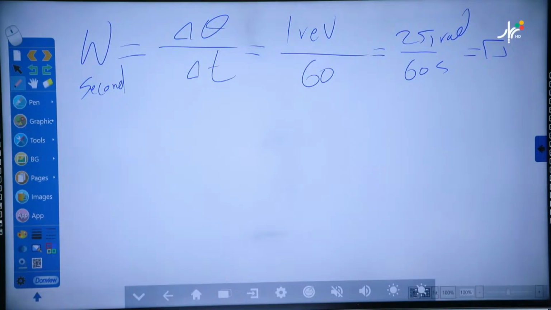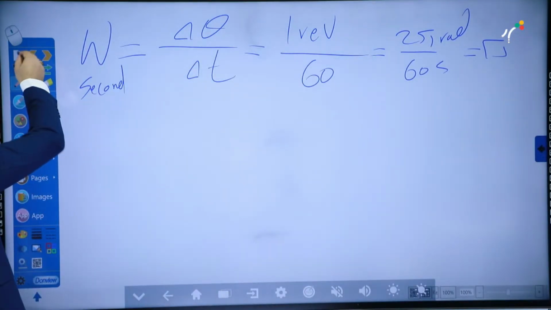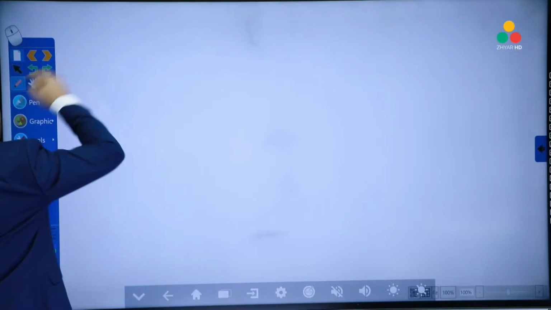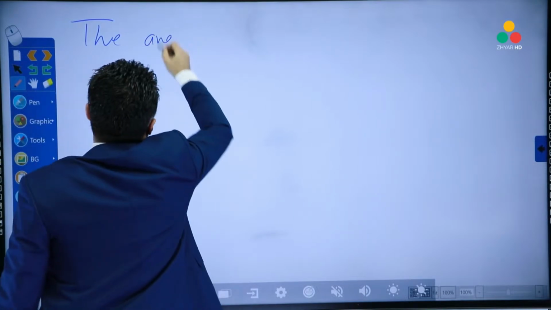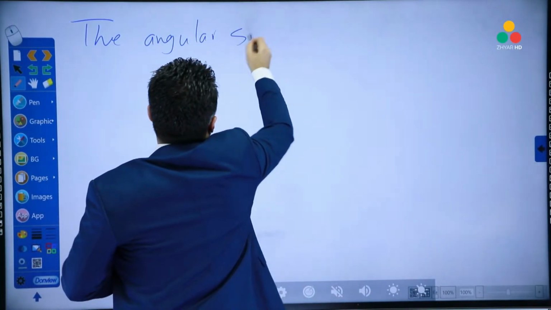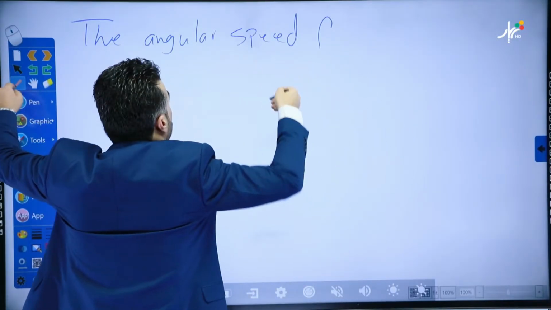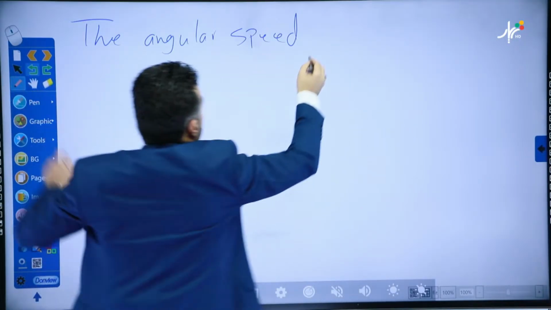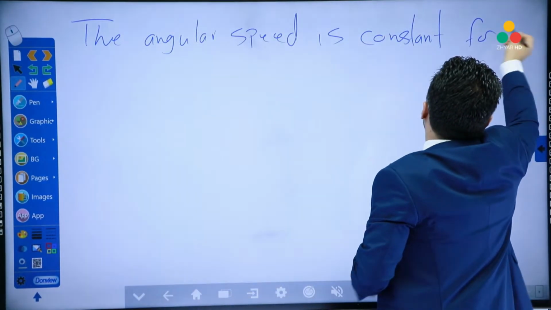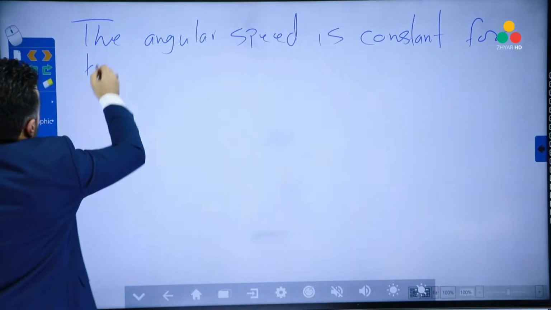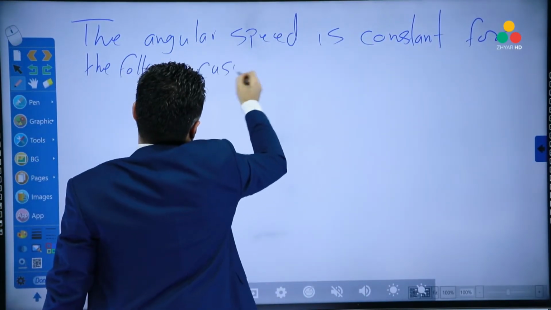That was good. So take a look here. Let me take you to a new page. These values are the angular speed. The angular speed is constant for the following cases. Take note, all right?